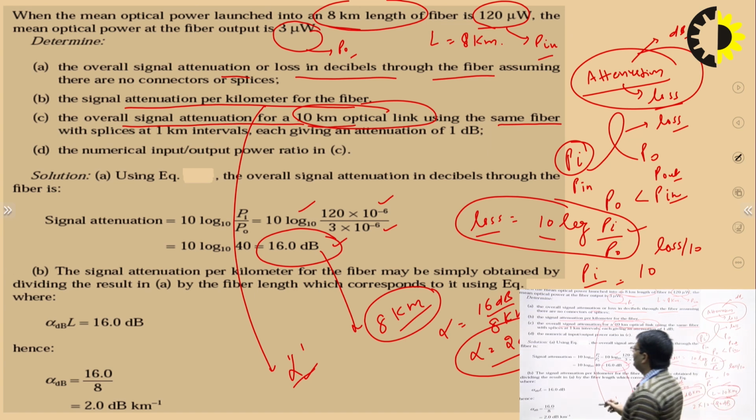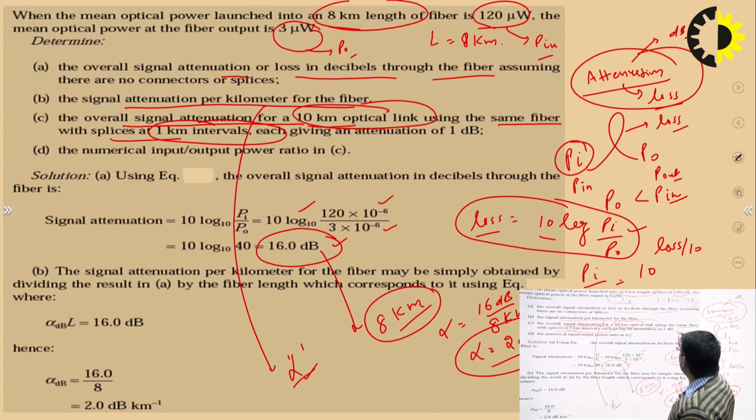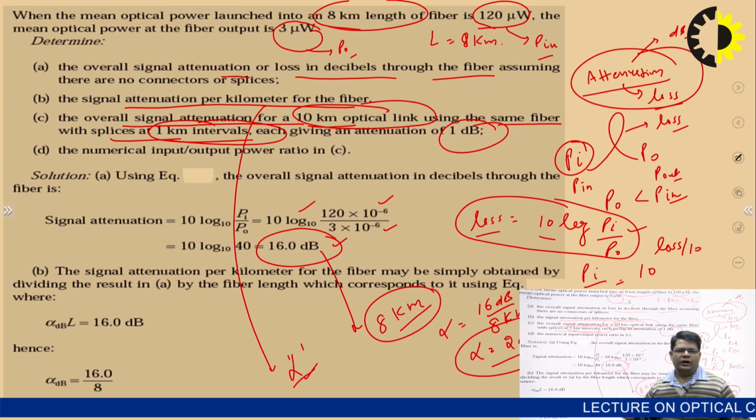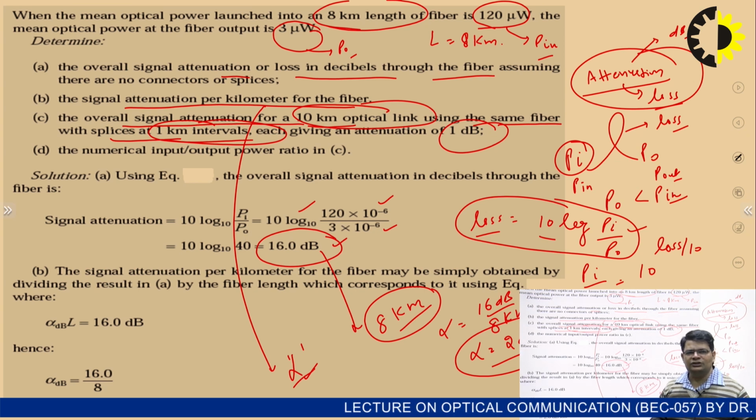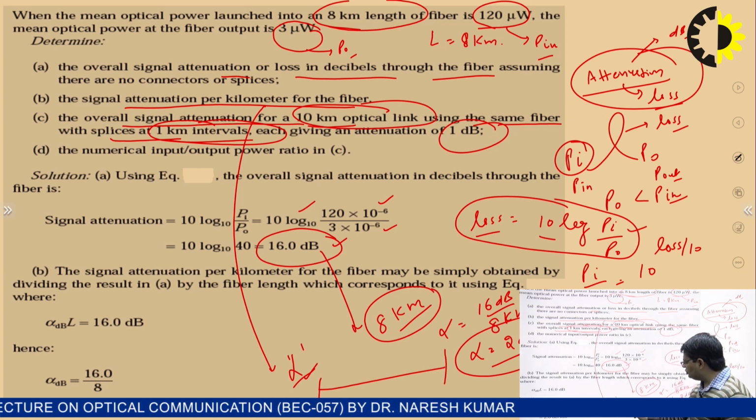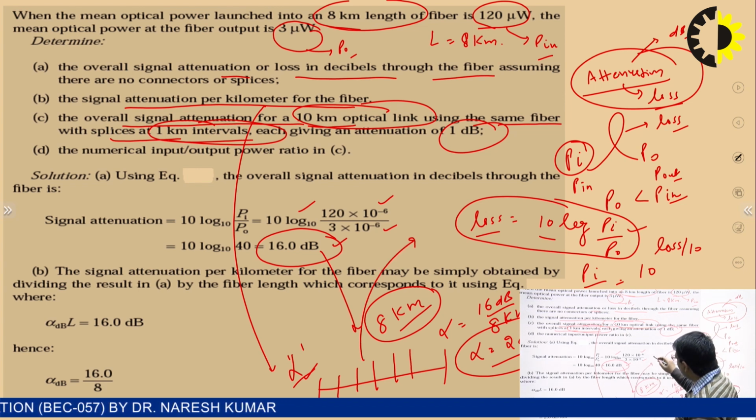Plus, in this case we have splices at a 1 kilometer interval, and the loss because of a splice is 1 dB. For the 10 kilometer we use splices in between, at a gap of 1 kilometer. In the starting and in the end there is no requirement of jointing, so no splices are needed there. So for a 10 kilometer distance, the number of splices required will be 9.